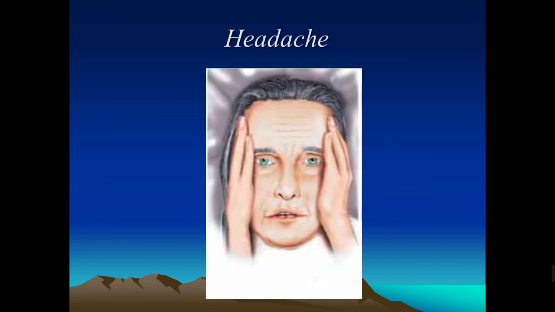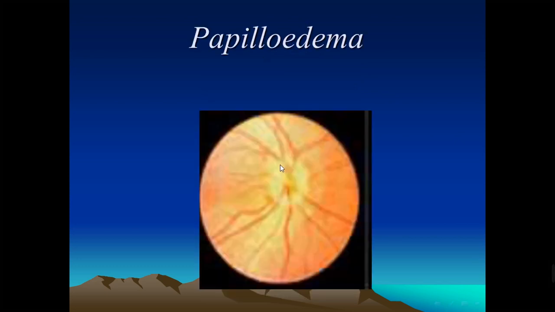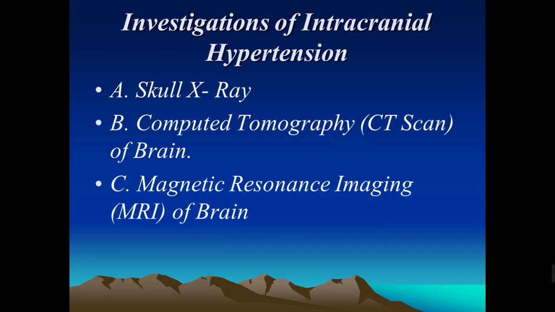What investigations? Before investigation, you can see, for example, they show this patient having headache and vomiting and papilledema. You can see blurring of the disc margin. They are not so sharp and clear like a normal optic disc. What are the investigations when you see a patient having increased intracranial pressure?